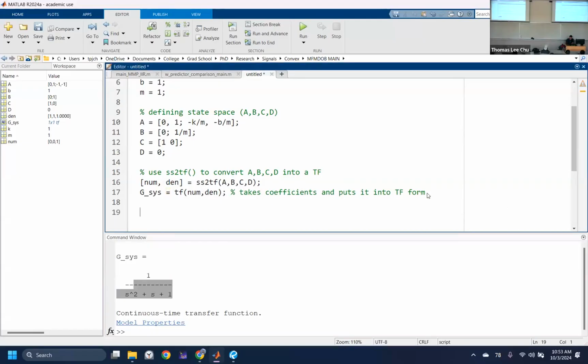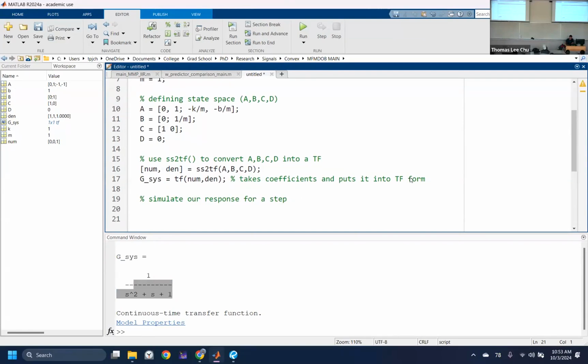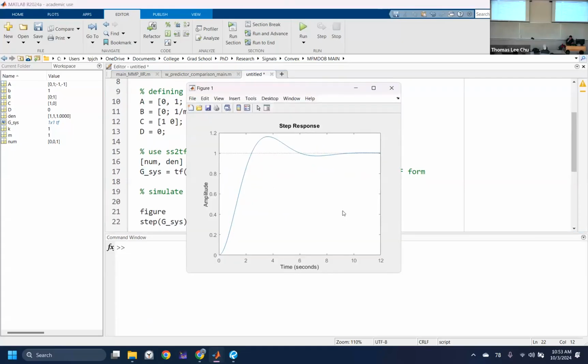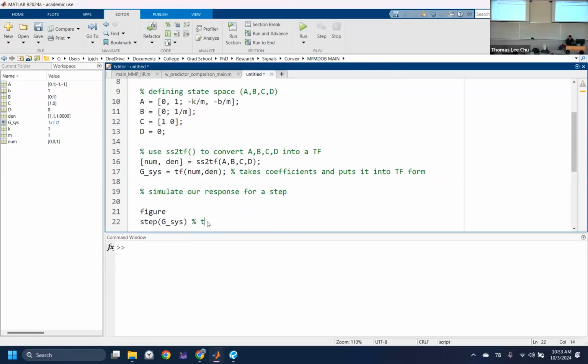Now, to simulate our response for a step input, there's multiple ways. One is that we have a built-in step command. We just type in step gsys, and we get this. So it's a unit step input.